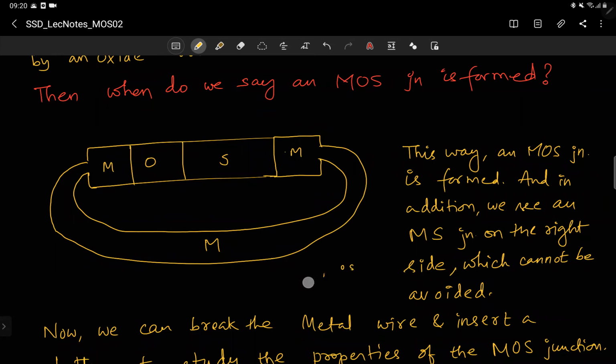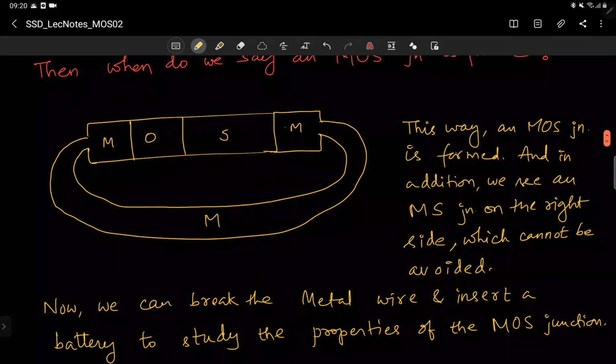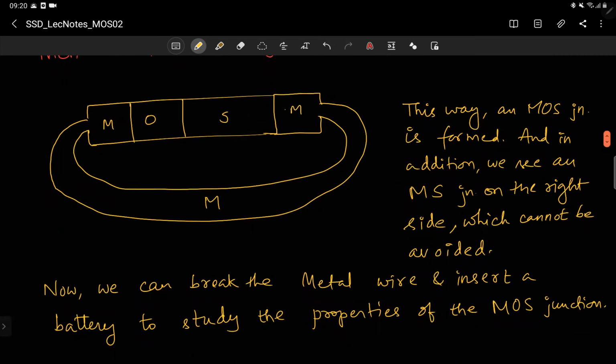Okay, you have to bring in equilibrium here, right? So that is zero bias. So this way a MOS junction is formed, and in that process what we are seeing is an additional junction that is coming up, which is the metal semiconductor junction, which we have seen in the previous class. Okay, so this cannot be avoided.